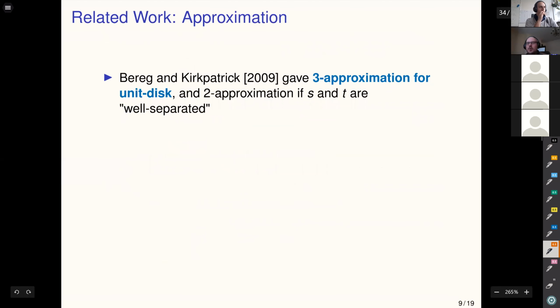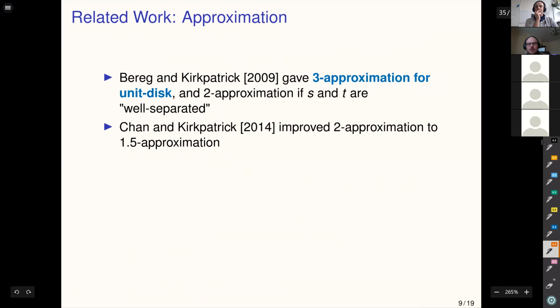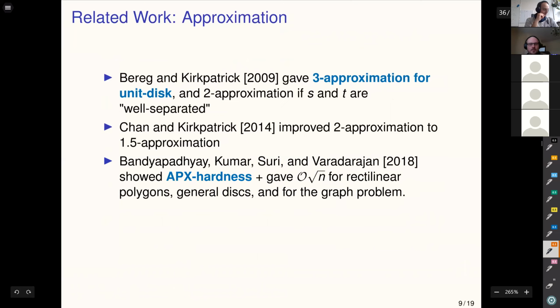There was also some work on approximation. In the same paper where they show that you only need to intersect every unit at most three times, they actually gave a three approximation for the problem, and even a two approximation in some special cases. And this two approximation was later even improved to 1.5 approximation.